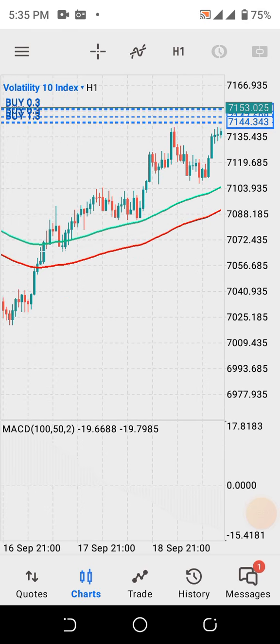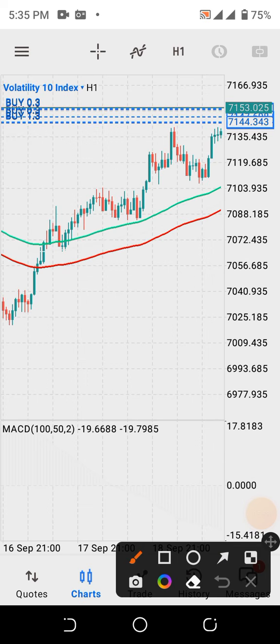Now from this point, the candlestick closes above the green line, which signifies a clear buy signal. Look at the point where the candlestick closes above the green line. That is the point where you need to make your buy entry. This is a clear buy entry. Do you understand?